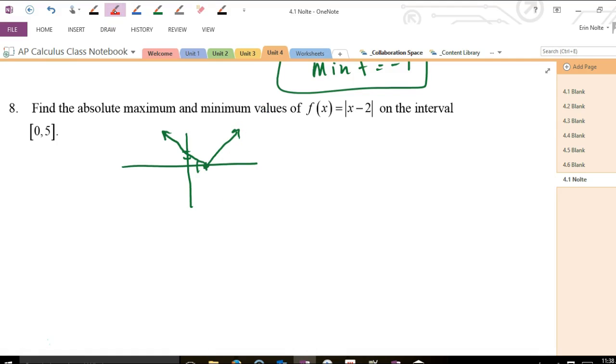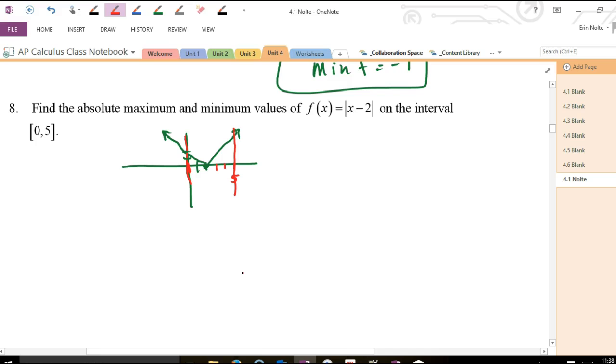So, if I'm looking on the interval between 0 and 5, 1, 2, 5, there's 5. So we're looking here to here. Which one is my max? Which one gives me my highest y value? At 5. Okay, what is the y value at 5? 3. How did you get that? Magically? How could you get it?